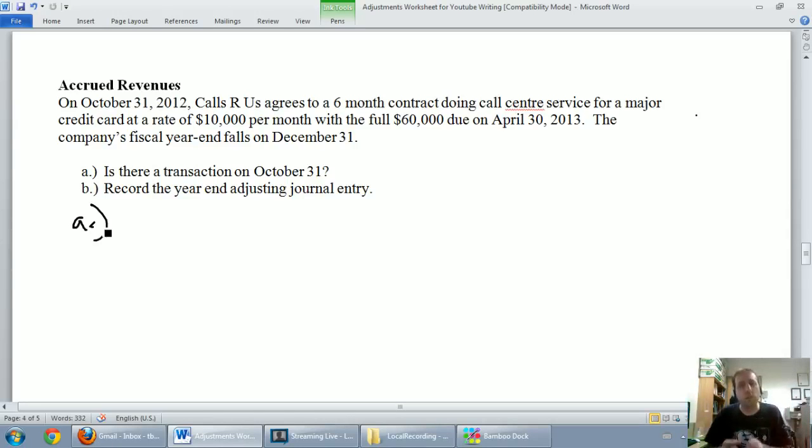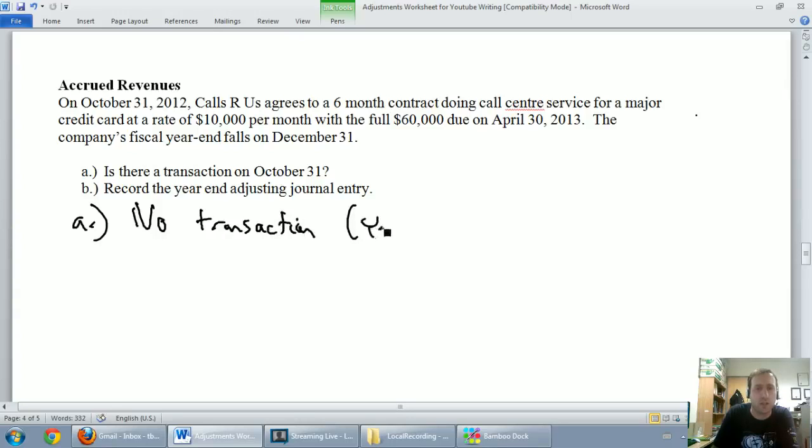I don't owe you $10 today, that's for sure. You don't owe me anything today because it's not snowing outside. We've basically agreed to do business in the future, and that's what this call center has done on October 31st. They've sort of said, yes, we're going to provide you with call center service, and the other side, the credit card company, said, yes, we're going to pay you once it's over. The day of the contract, though, I'd say we haven't had a real transaction. So I'm going to say no transaction yet.